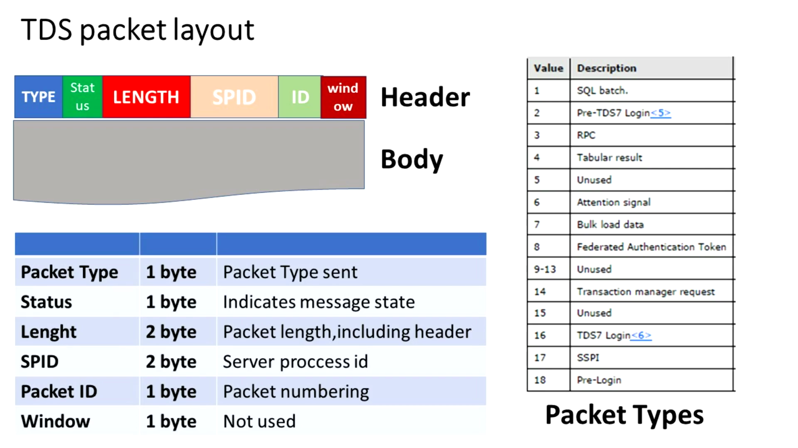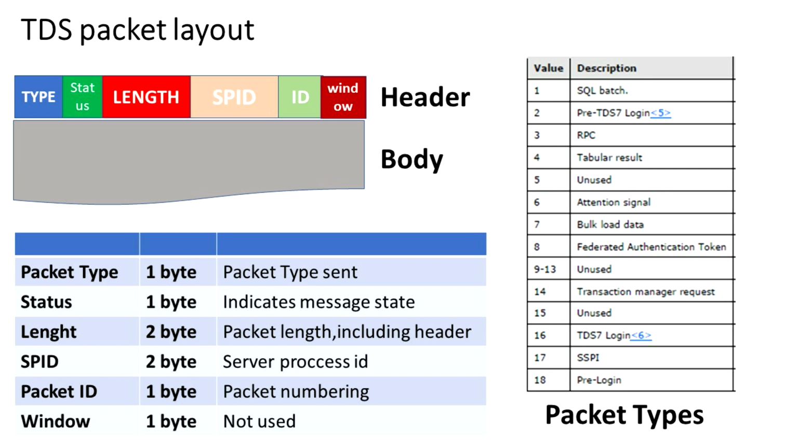Each TDS packet begins with an 8-byte header with the following fields. Type defines the type of message. Type is a 1-byte unsigned char. If an unknown type is specified, the message receiver should disconnect the connection. Status is a bit field used to indicate the message state. Status is a 1-byte unsigned char. The following status bit flags are defined.